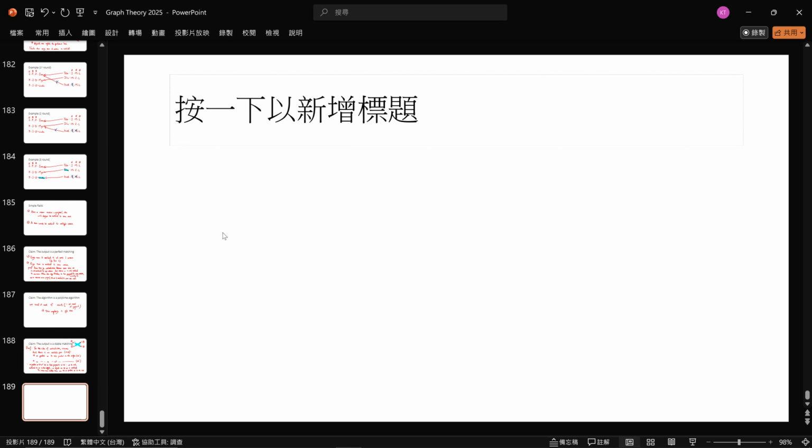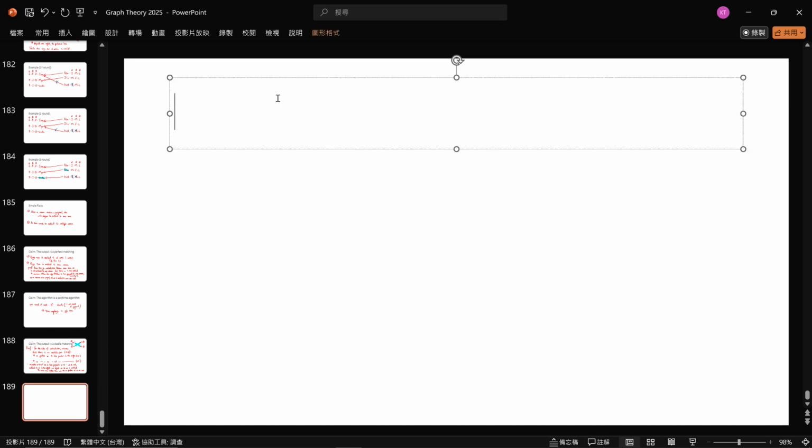Any questions? All right, if there's no question, then we're going to move on to a new topic. Stable matching is the last topic about matching. Next, we're going to discuss some questions related to Hamiltonian cycle.